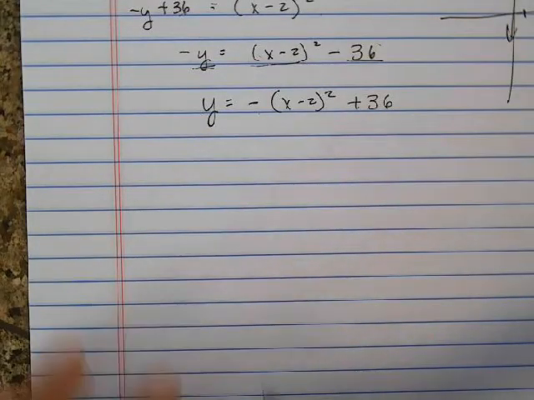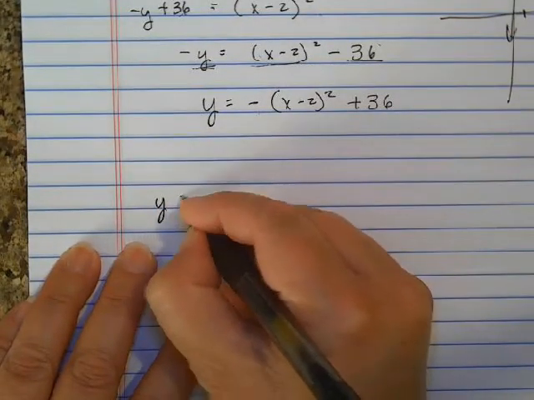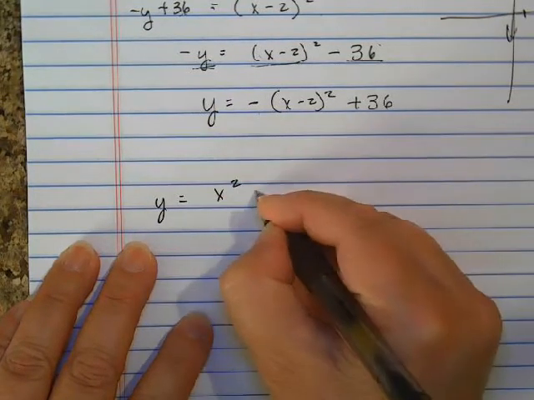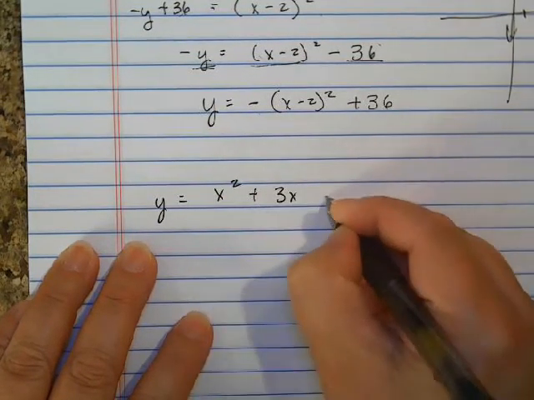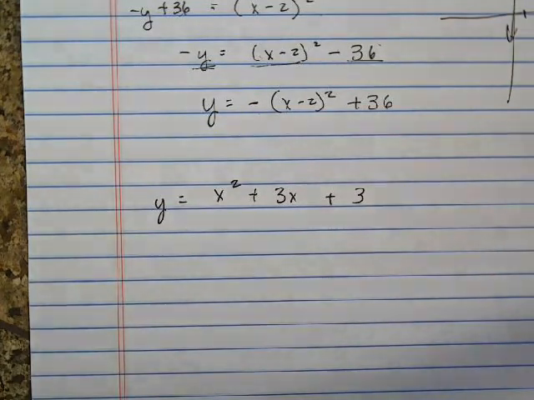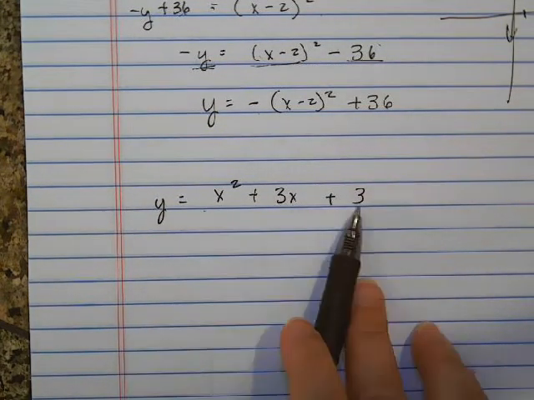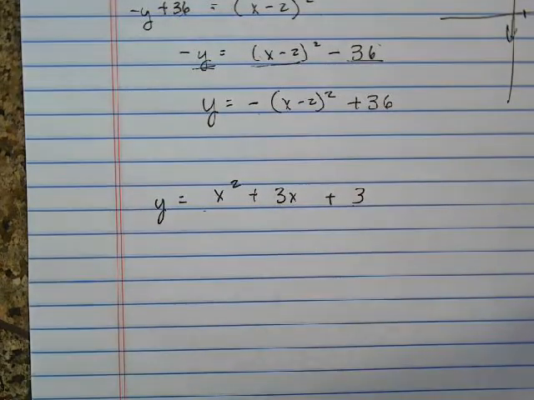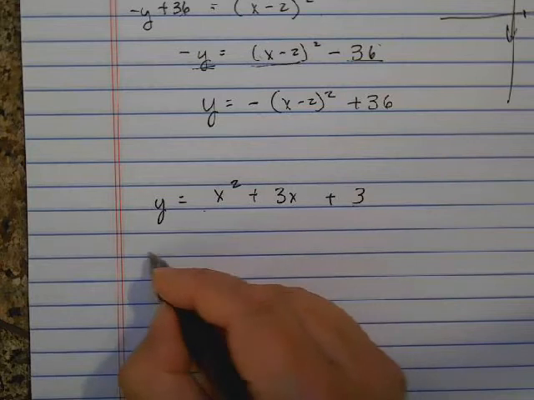y equals x squared plus 3x plus 3. All right, just by looking at this, from what I know, it's going to open upward and it should cross through 3 on the y-axis. We know that from the day that we learned standard form. So I'm going to put this into vertex form.